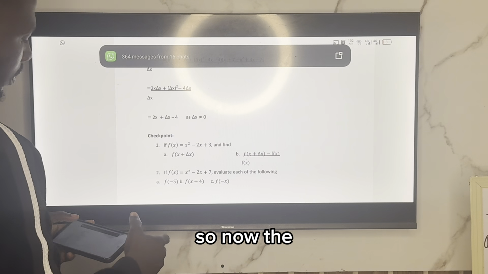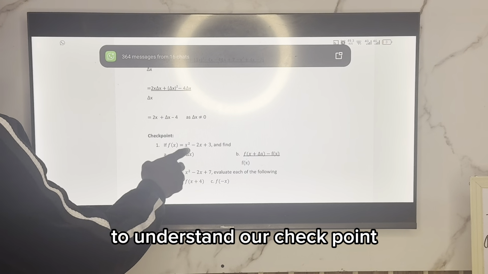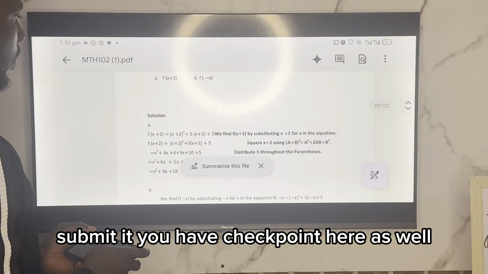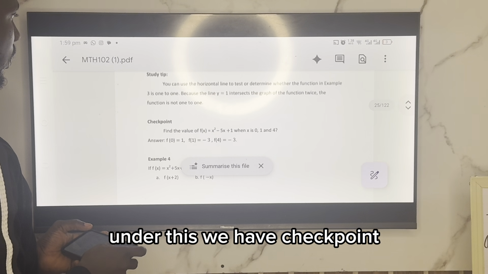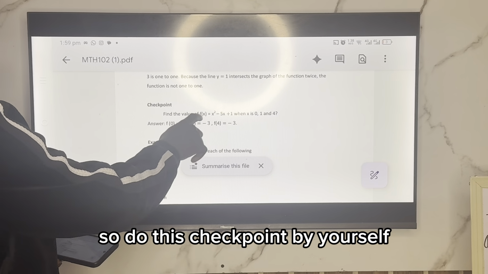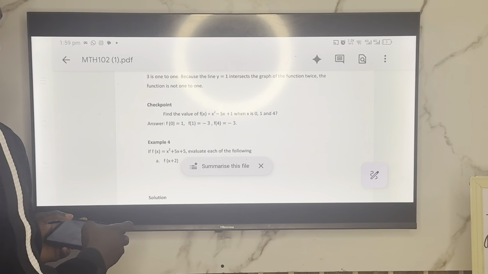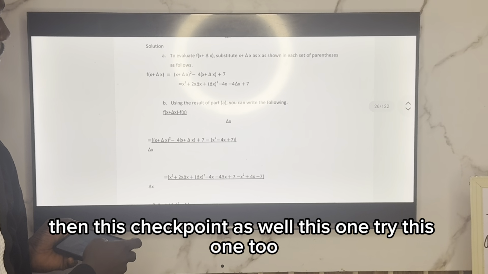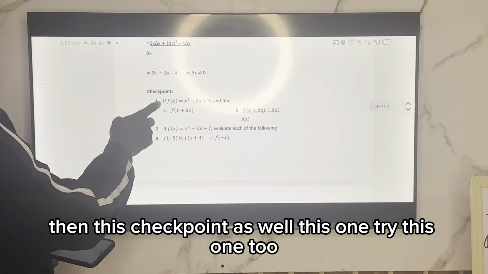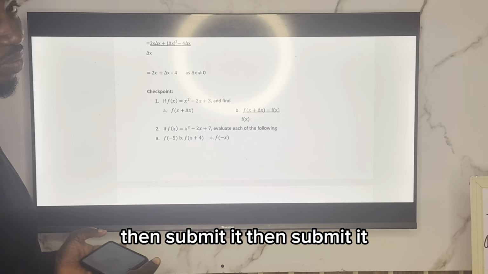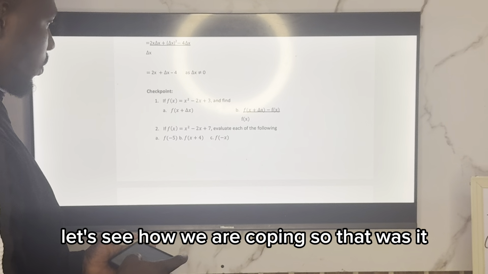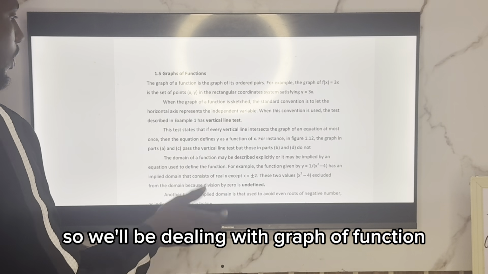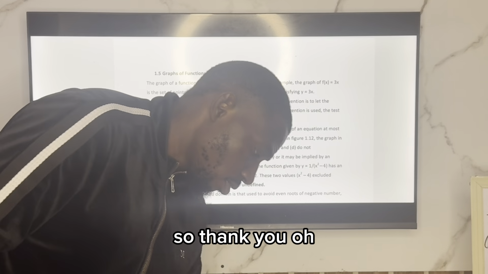The main reason for showing you this screen is for us to understand our checkpoint. Try to do all the checkpoints, then submit. You have checkpoints here as well. Do the checkpoints by yourself, then submit. You have the answer there. Try it yourself, then submit it. Then this checkpoint as well. Try this one too, then submit it. Let's see how we are coping. The next class, we're going to be dealing with graphs of functions. So thank you.